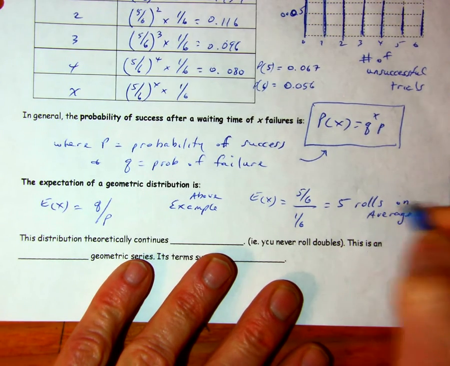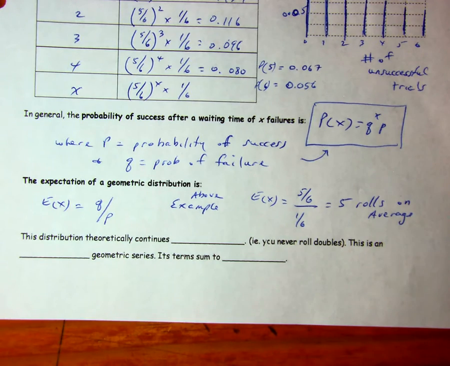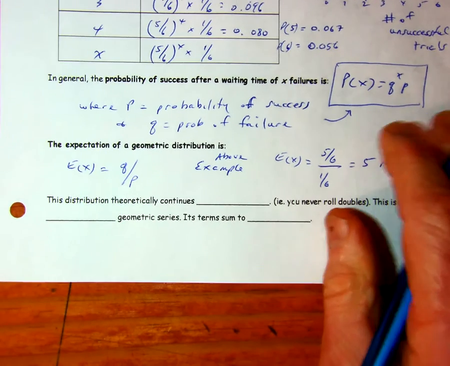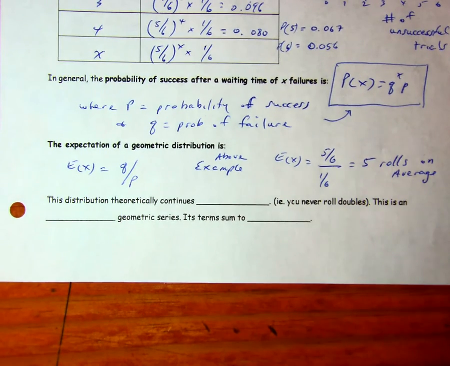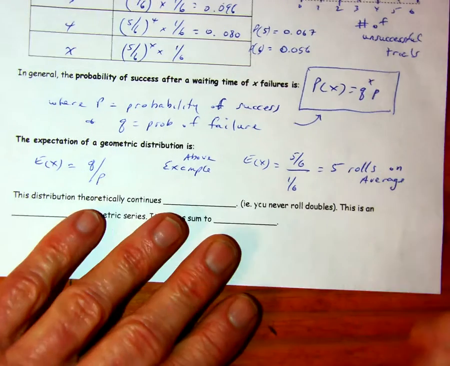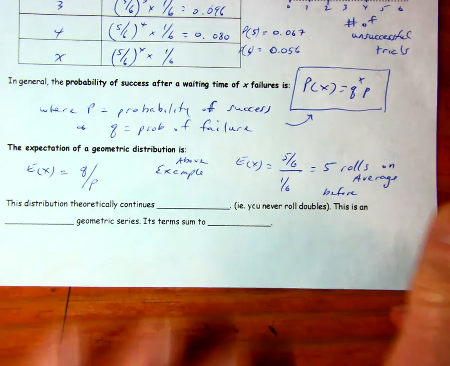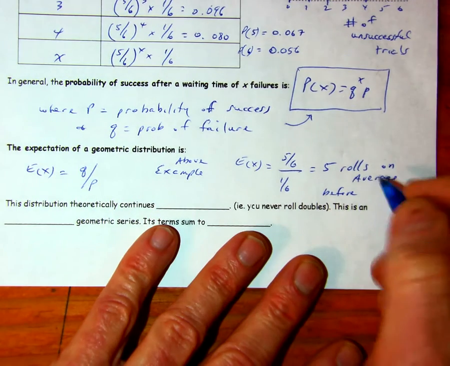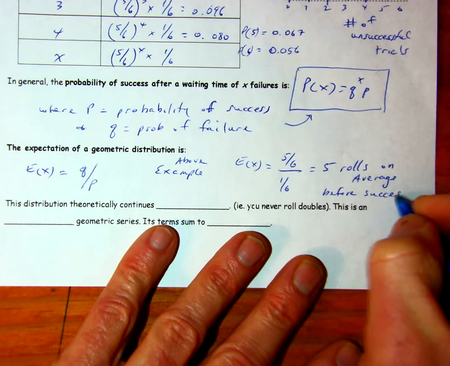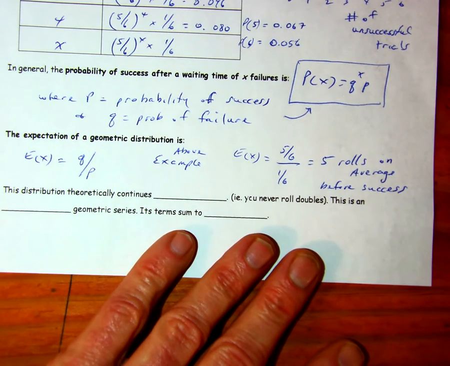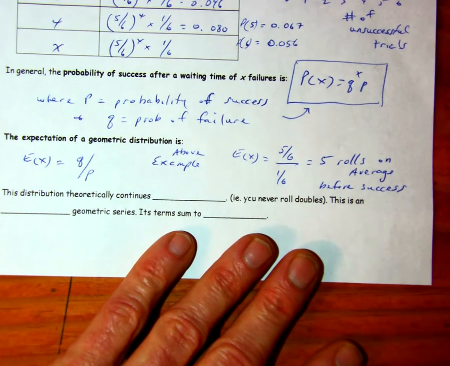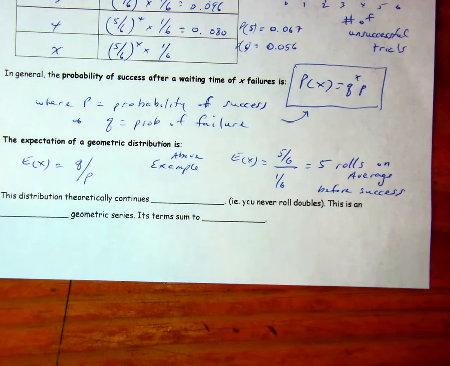Oh, isn't expectation n times P? Or is it different? Never mind. This is a different variable, so it's a different formula. So 5 rolls on average before a success. And I know why it's 5. If you include the success, the success would follow the 5. So on average, it would take you 6. You would get the success on the 6th roll. Okay, that makes sense.